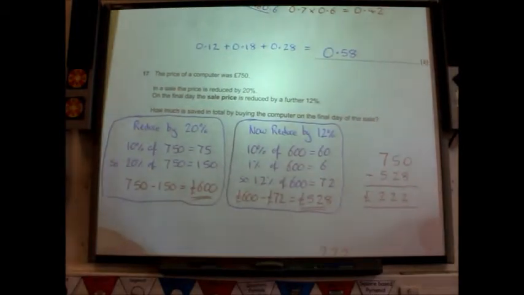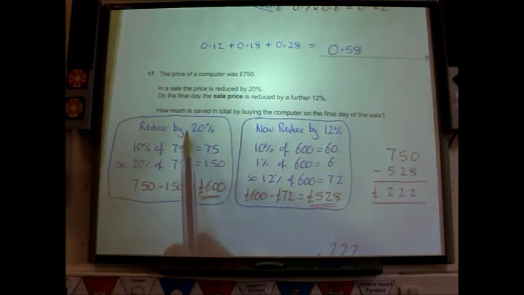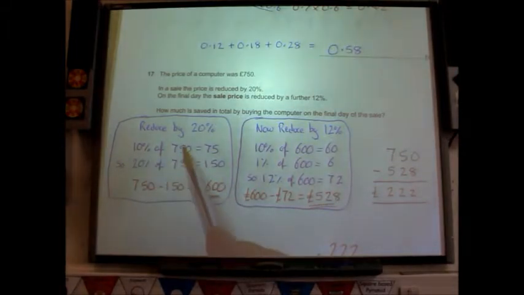Question 17. The price of a computer was £700. In a sale, the price is reduced by 20%, and you see me doing that there, because 10% of 700 is 70, so 20% is 140. So I've subtracted it. Happy days there.